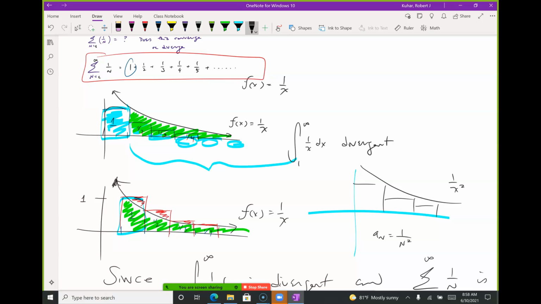Yes. Because I think it should bother you a little bit. I don't ask you to show something's divergent with the integral test. I only ask you to show it's convergent.